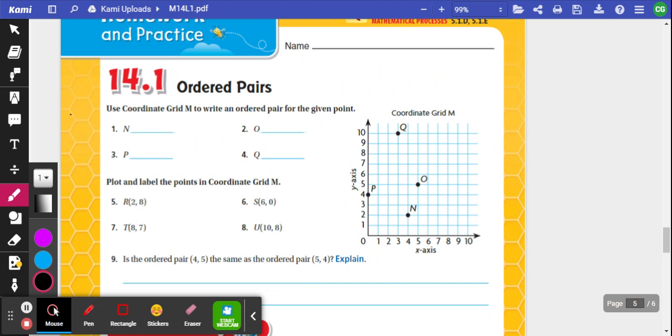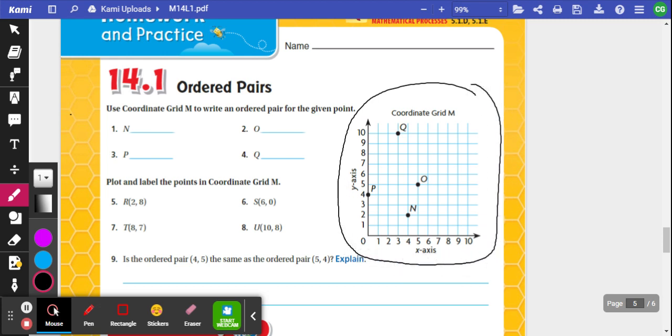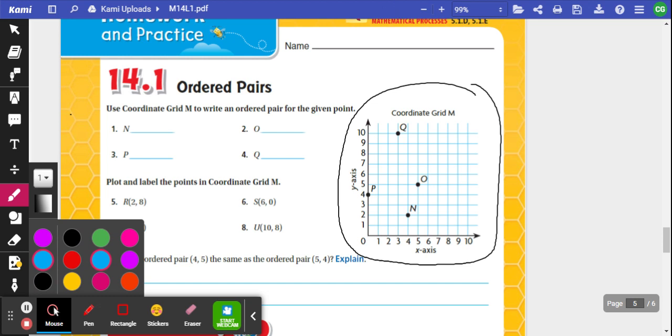Use the coordinate grid M, so this is it right here, to write an ordered pair for the given point. So we needed to find its location. So I'm looking for N, and I'm going to change this color. Here is N right here. Remember, we're always going to start at the point of origin, and we're going to move to the right. So I need to go to 4. So my ordered pair is 4, and I'm going up 1, 2. So this is 4, 2.